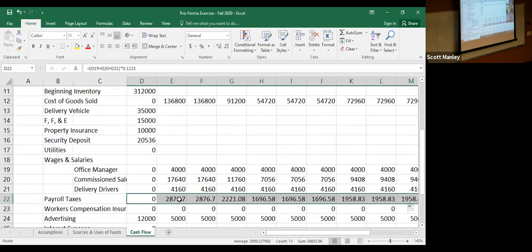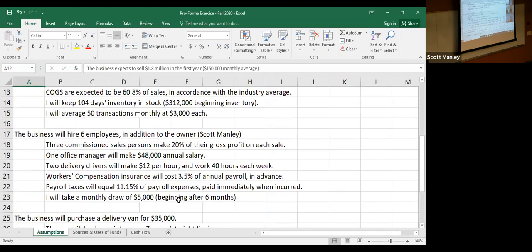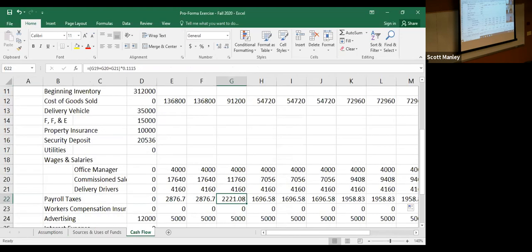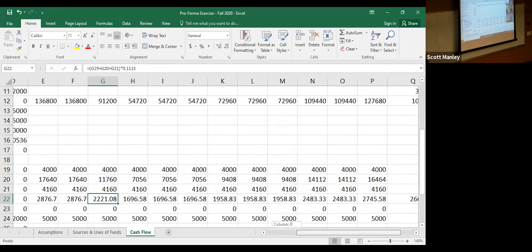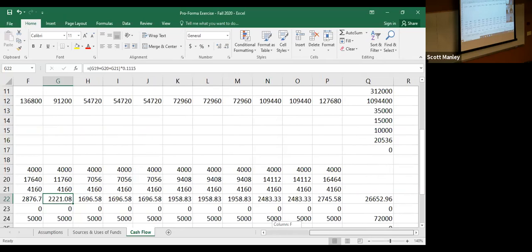So I'm calculating my payroll taxes every month. And you'll remember in my assumptions, payroll taxes equal 11.15% of payroll expenses paid immediately when they're incurred. So the same month I pay the payroll, I'm paying the payroll taxes, okay? But payroll taxes vary because wages vary, okay? Make sense?